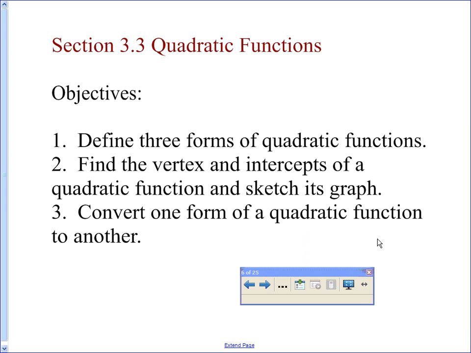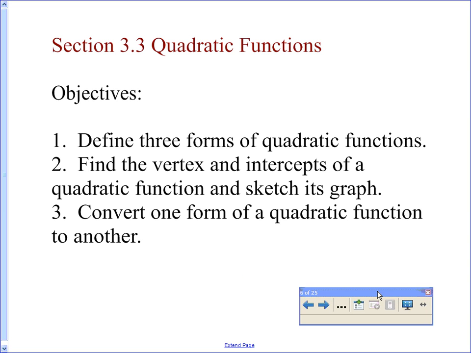Section 3.3, we're going to be talking about quadratic functions, and we're going to be defining three forms of the quadratic function. We're going to be finding the vertex and the intercepts of quadratic functions, and sketching the graphs from the vertex and the intercepts. And we're going to be converting from the three different forms that we learn about from one form to the other.